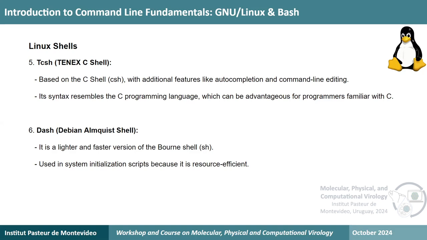And then we have the Dash shell, or Debian Almquist shell, which is a lighter and faster version of the Bourne shell. It's used in system initialization scripts because it is resource efficient. As you have probably noticed, each of these shells has distinct characteristics and functionalities, but they all serve the same basic functions, executing commands and scripts. So Bash is generally the default shell, but users can switch to others depending on their needs and preference.